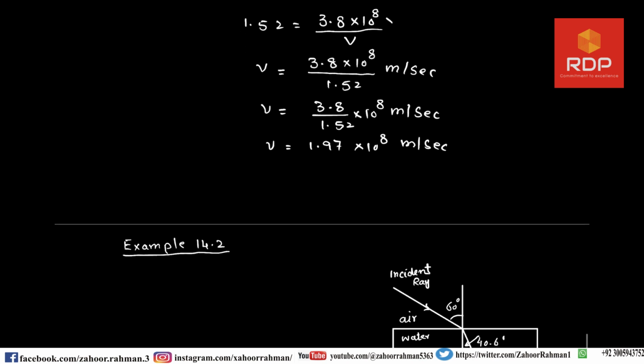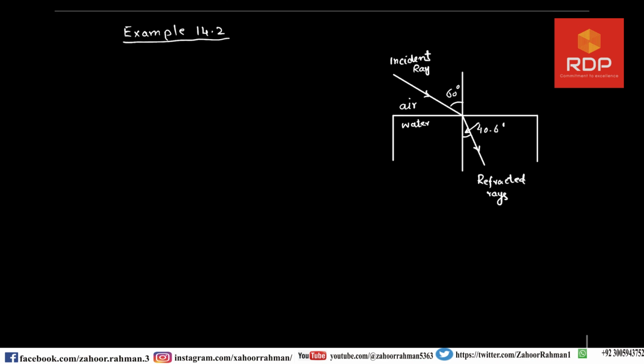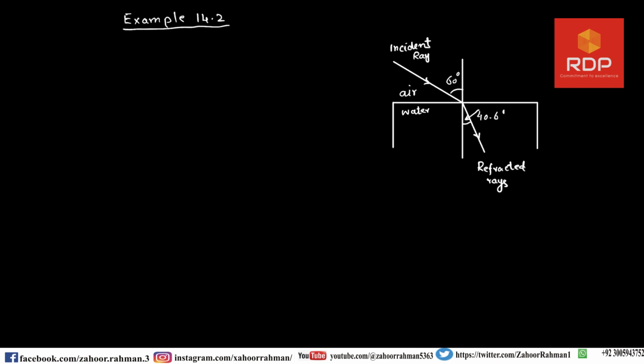Now let us turn our focus to example 14.2. They have given us a figure. I made the completed form of this figure. Let us understand. The figure shows a ray of light incident on the surface of water at an angle of incidence. So here I am writing angle of incidence is equal to 60 degrees.